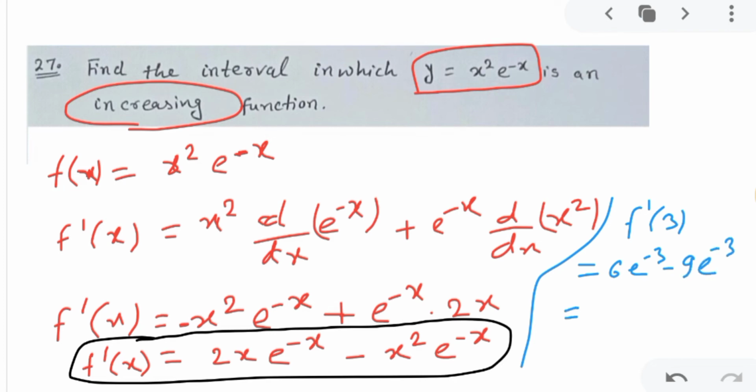So you will see 6 into e to the power minus 3 minus 9 into e to the power minus 3. E to the power minus 3 you will take common, then you will get minus 3 into e to the power minus 3. And just now I told that e to the power anything will be greater than 0, so this value will be greater than 0. So minus 3 into a positive value, negative into positive will be negative always. Correct? So this f dash 3 you will get as negative. Negative means less than 0. So f dash 3 I will get less than 0.